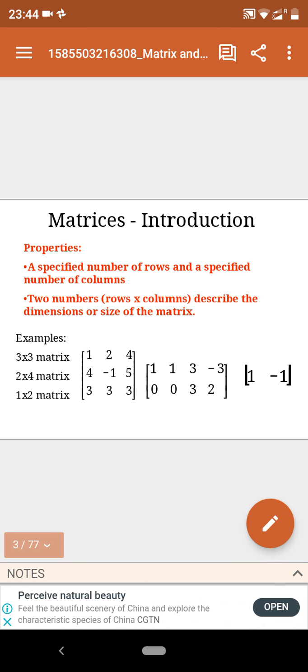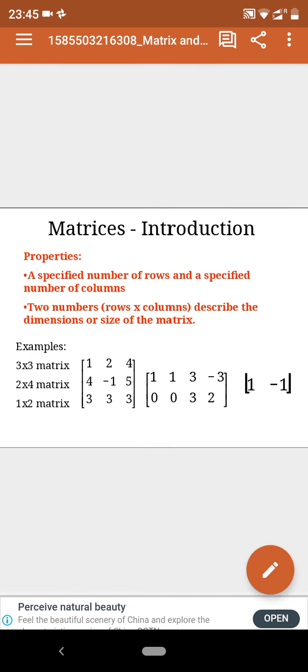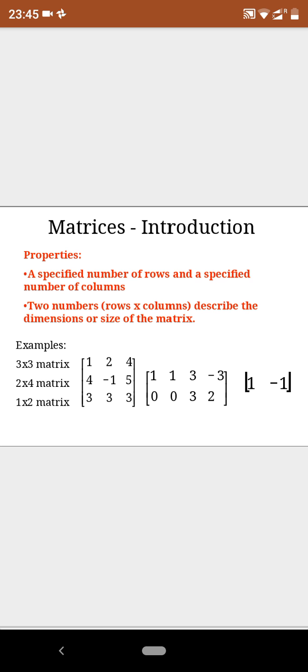Now the first thing that we must know is the order of a matrix. The order of the matrix is actually the number of rows into the number of columns. Like if you look at the first matrix here, it is a matrix of 3 rows. The 1 2 4 is the first row, 4 minus 1 5 is the second row, 3 3 3 is the third row. And similarly, if you talk about columns, 1 4 3 is the first column, 2 minus 1 3 is the second, 4 5 3 is the third column. So this is a matrix of the order 3 by 3.